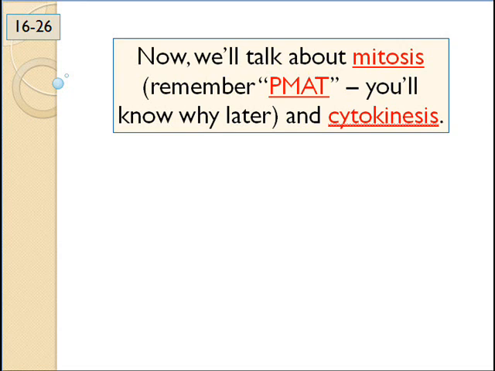It divides twice. In meiosis, the first division, you get your haploid number. In the second division, you get a double amount of cells. One cell gives you four cells in meiosis. In mitosis, one cell gives you two. And the only time you have meiosis is in ovaries or testes, where you make an egg or sperm. That's another lesson.